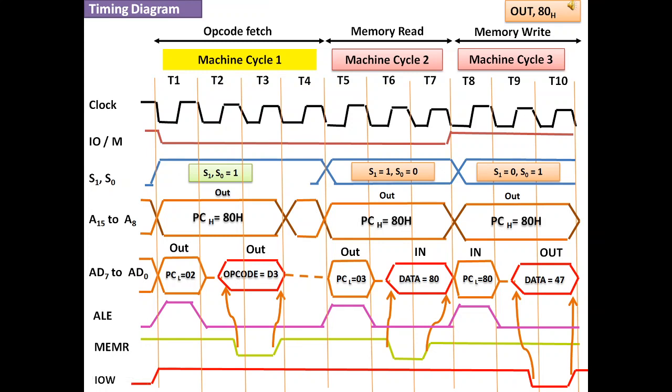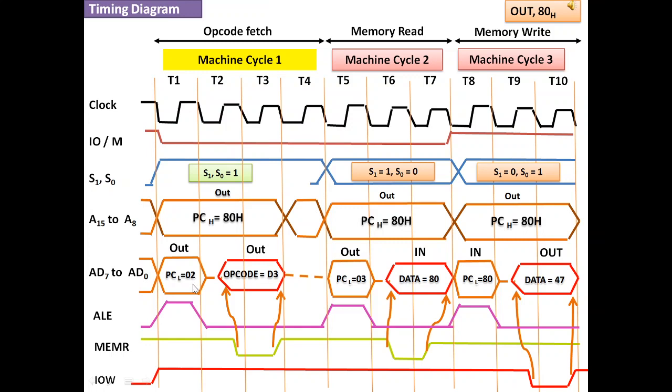Now the first T state is basically the addressing mode. Here you can see it is working with the memory, so IO/M bar is low. S1 and S0 are both 1, meaning it is in the fetch cycle, and the upper address bus presently has 80. So the upper address from where the operational code will be fetched is in the upper address bus. The lower order address bus has 02. That means the total address is 8002.